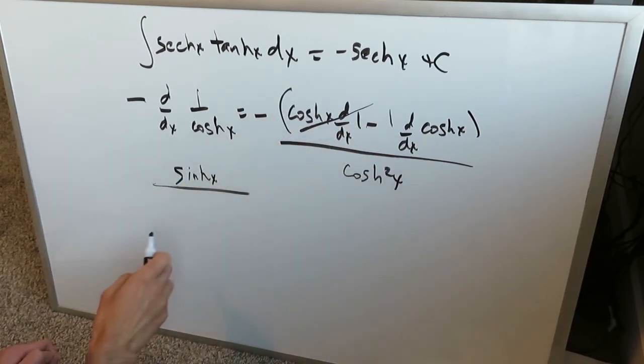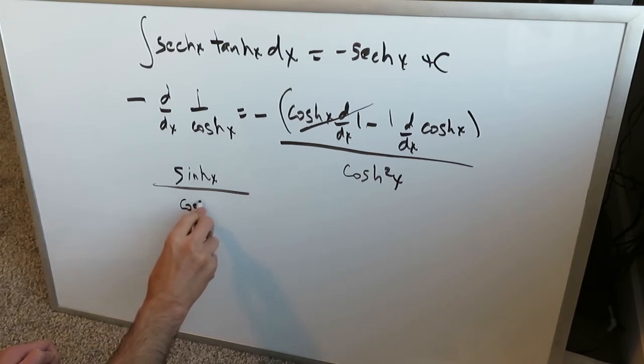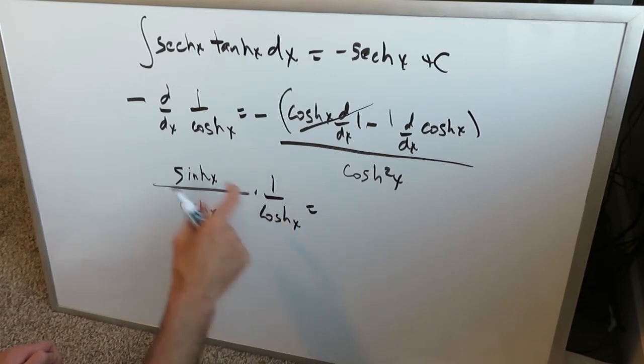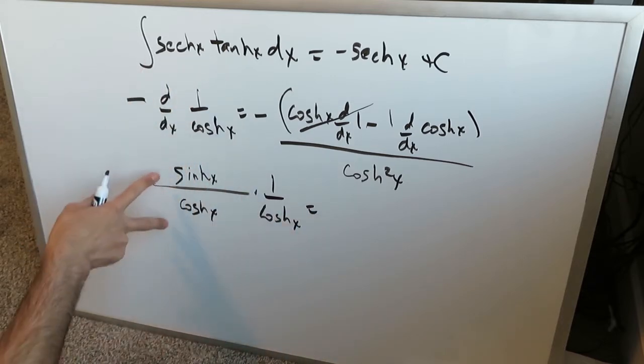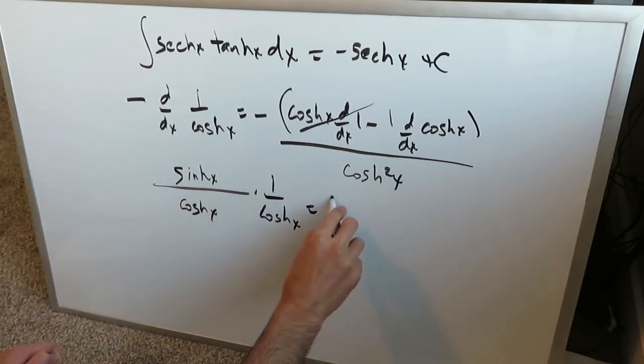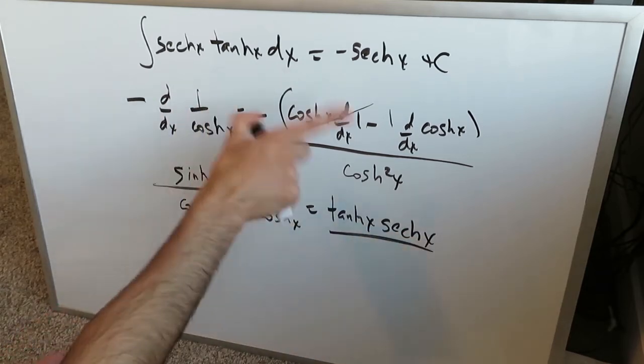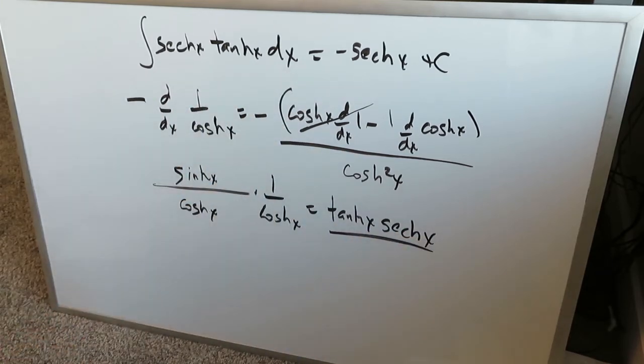Minus times minus was a positive. And you get a cosine hx over here times 1 over cosine hx. And you can imagine this takes you back over here. You have a tan hx, you have a secant hx over here. And you have exactly what you started with right here. This right here is the second last integral I wanted to show you.